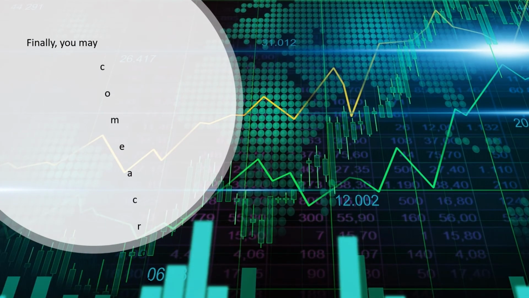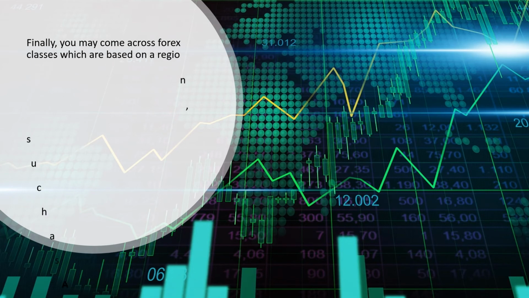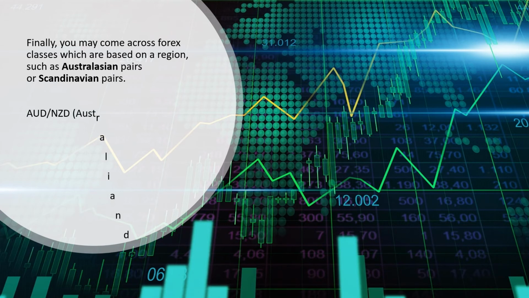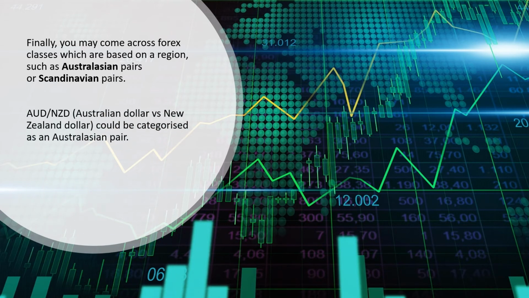Finally, you may come across Forex classes which are based on a region, such as Australasian pairs or Scandinavian pairs. These classes set currencies from their respective regions against one another or pair them with others from around the world. For example, AUD/NZD, Australian dollar versus New Zealand dollar, could be categorized as an Australasian pair, while EUR/NOK, Euro versus Norwegian krona, would be a Scandinavian pair.